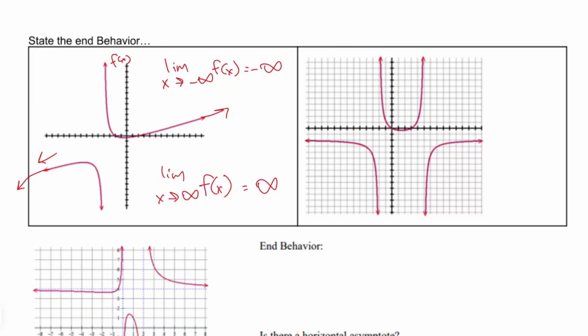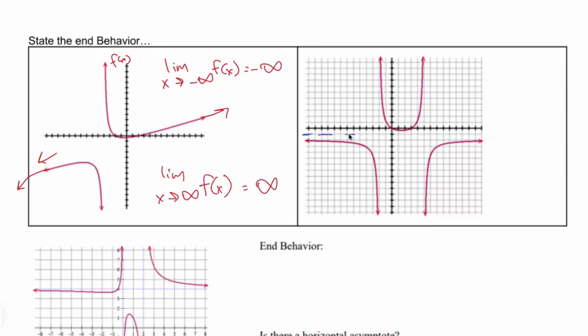Now with polynomials, whenever we did a problem like this, the answer was always going to be either infinity or negative infinity, because it was either always going up and to the right or down and to the right, or up and to the left or down and to the left. Now we have an issue where things start to flatten out.